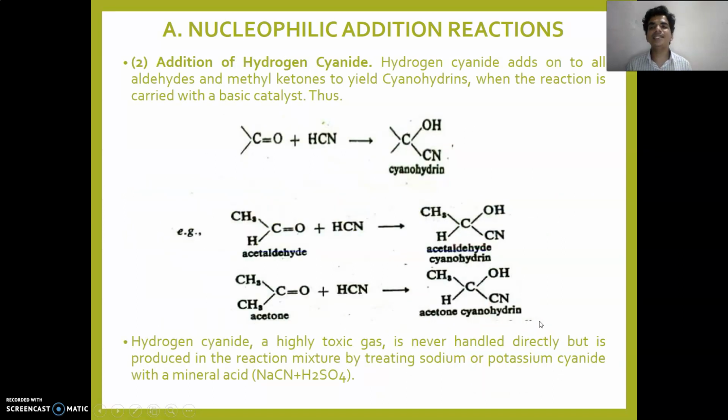Next is the addition of hydrogen cyanide. In this case, hydrogen cyanide adds to all aldehydes and methyl ketones to yield a cyanohydrin, and this reaction is carried out with a basic catalyst. For example, acetaldehyde with hydrogen cyanide gives acetaldehyde cyanohydrin. Hydrogen cyanide is a highly toxic gas and is never handled directly, but it is produced in the reaction mixture by treating sodium or potassium cyanide with a mineral acid.